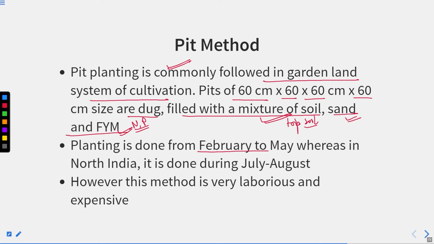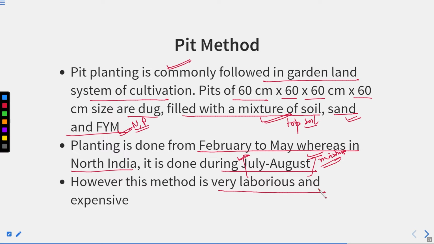Planting is done from February to May, whereas in North India it is done during July and August, because at this particular time a lot of moisture is there. So banana tree requires a lot of moisture. So this is a very good time in North India for the cultivation of the banana crop.